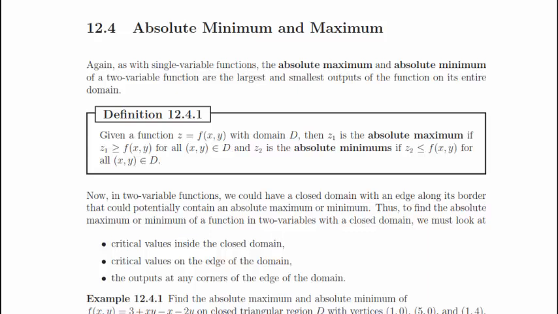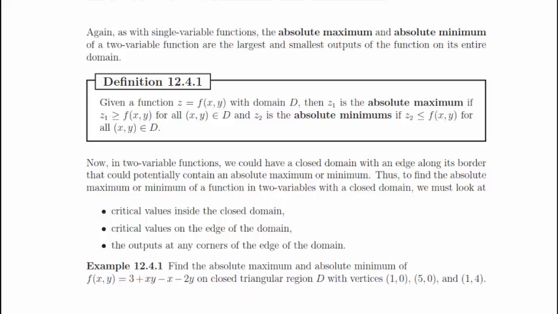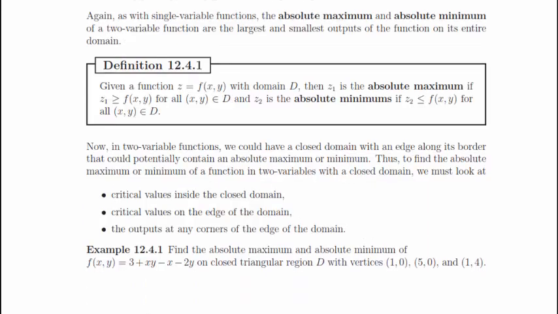So definition 12.4.1, given a function z equals f of x, y with domain D, then z1 is the absolute maximum if z1 is greater than or equal to f of x, y for all points x, y in the domain. z2 is the absolute minimum if z2 is less than or equal to f of x, y for all points x, y in the domain.